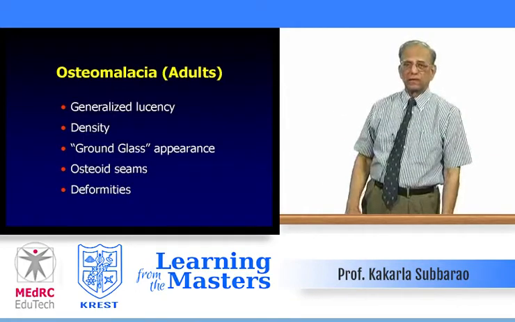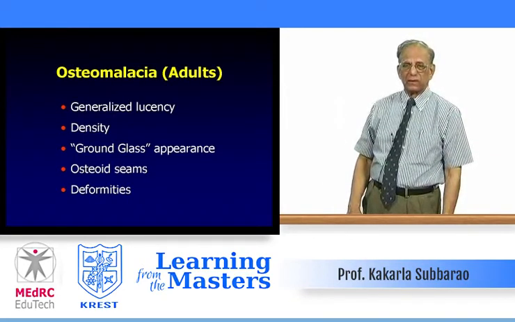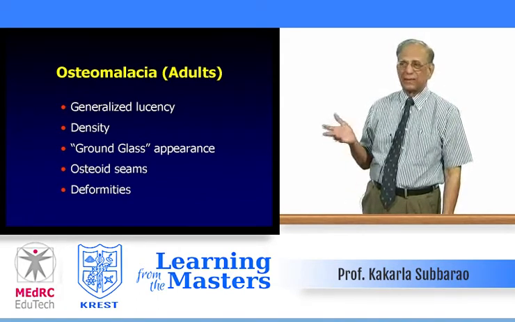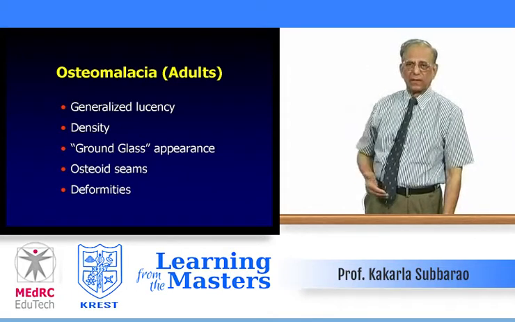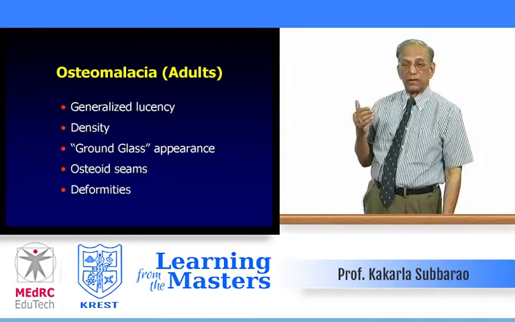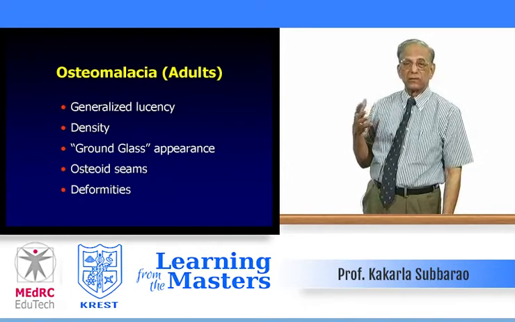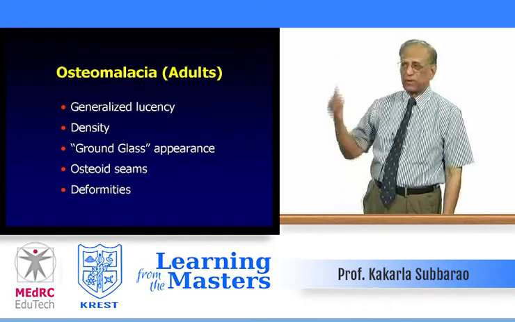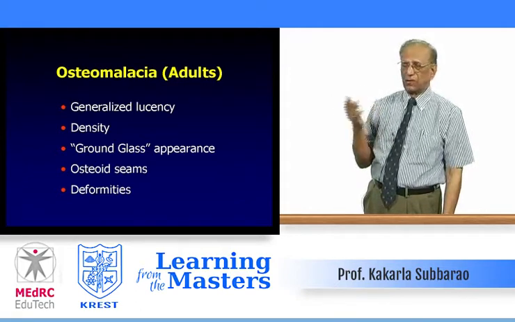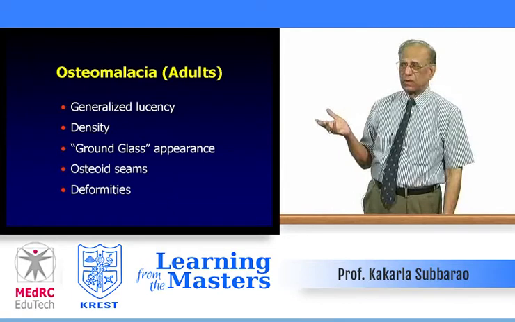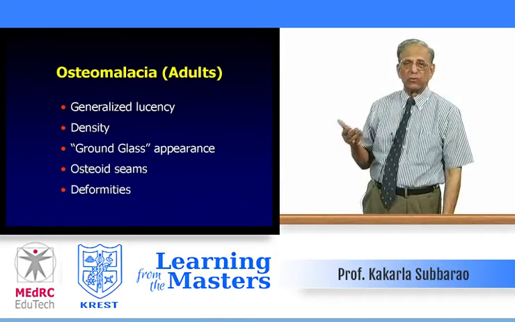Now we come to the adults. Rickets is nothing but childhood osteomalacia, or osteomalacia is nothing but adult rickets. Generalized lucency, as we saw in the rachitic phase, occurs in the bones, occasionally with increased density because of the excessive osteoid, as though to compensate for the calcium deficiency. Increased density may also be noted. Ground glass appearance, no differentiation between the cortex and spongiosa, osteoid seams, so-called Looser zones, and deformities due to softening of the bones.